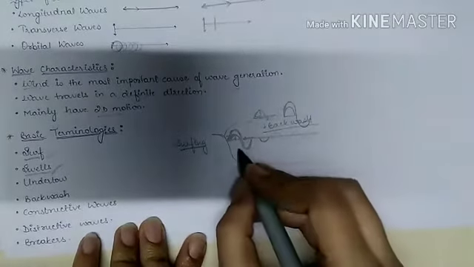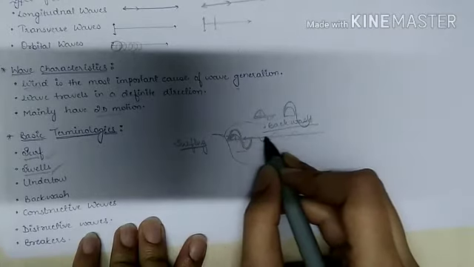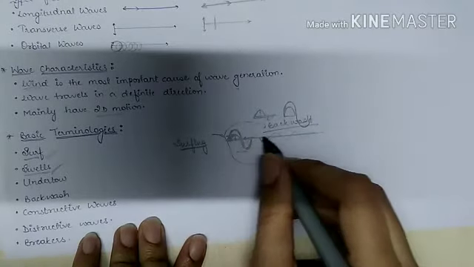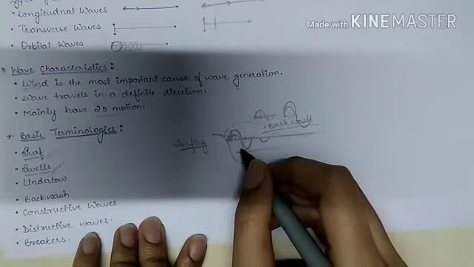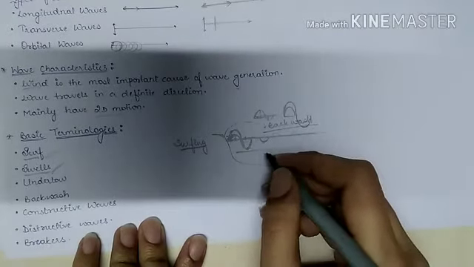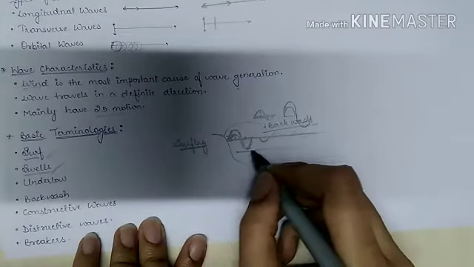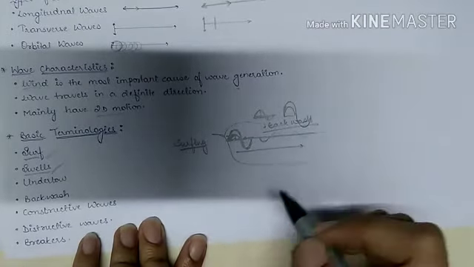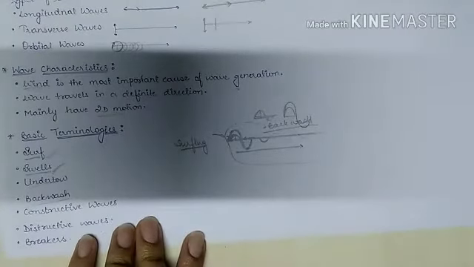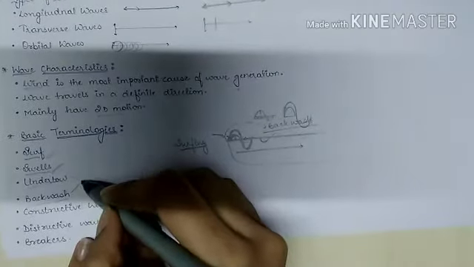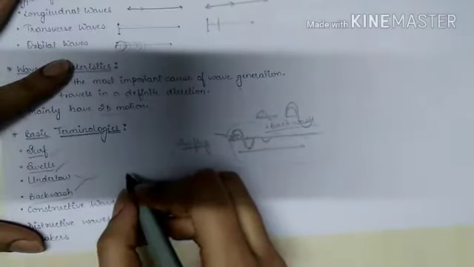Then we have undertow. Undertow is the current which is not on the surface, it is just beneath the waves. So it is a current that is flowing beneath the backwash. These two are important for the creation of coastal landforms.